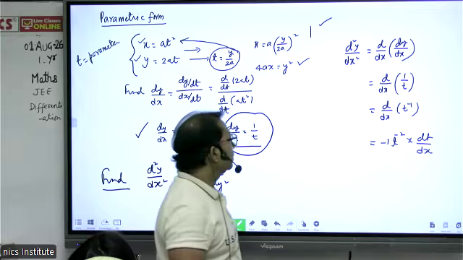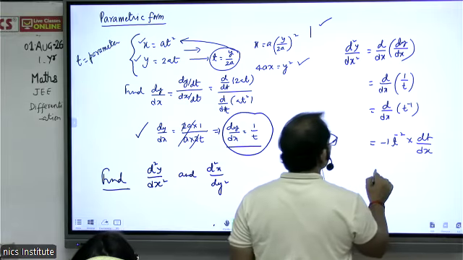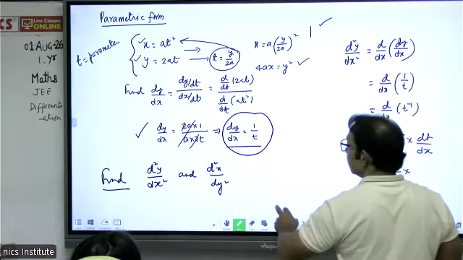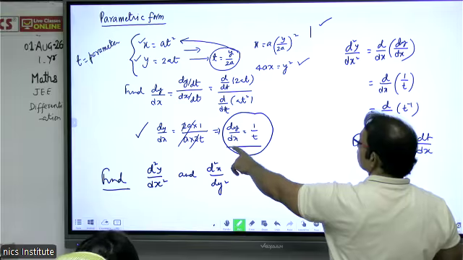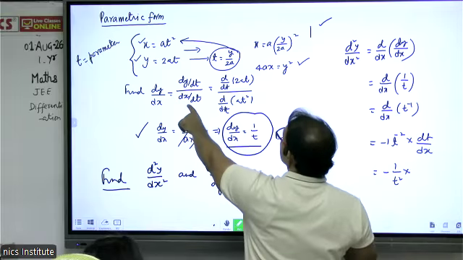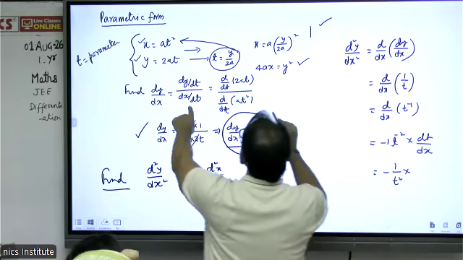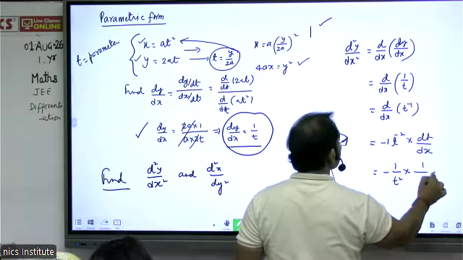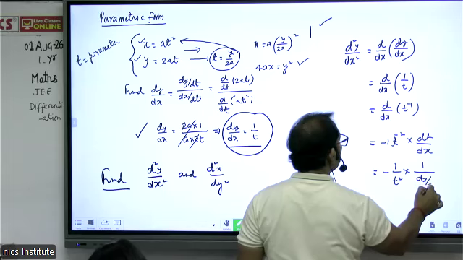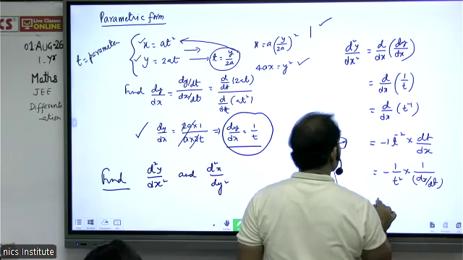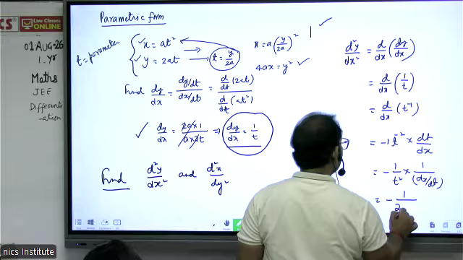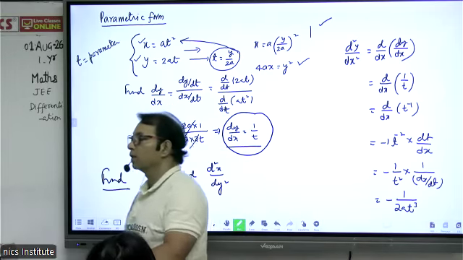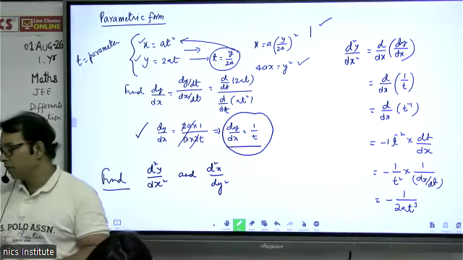Do it that way, it's the same thing. So this would be 1 over t square with negative sign. And what is dx by dt? How much was dx by dt? 2at. So dt by dx is 1 over dx by dt. So minus 1 by 2at cube is the answer. So this is the answer, minus 1 by 2at cube.